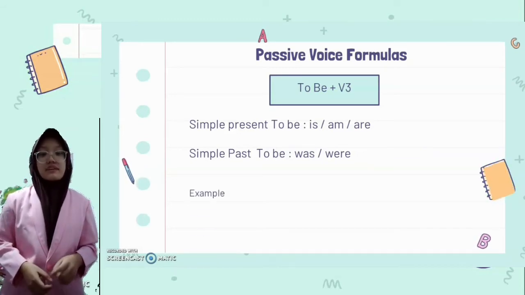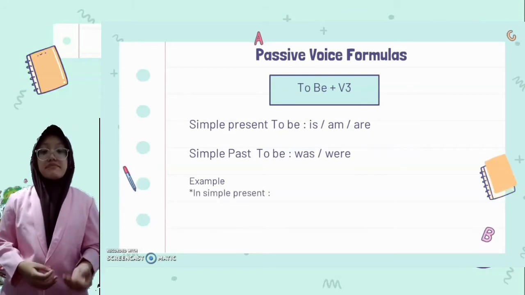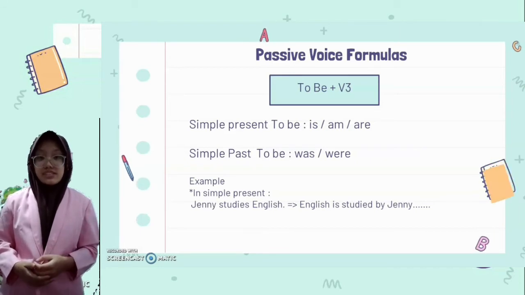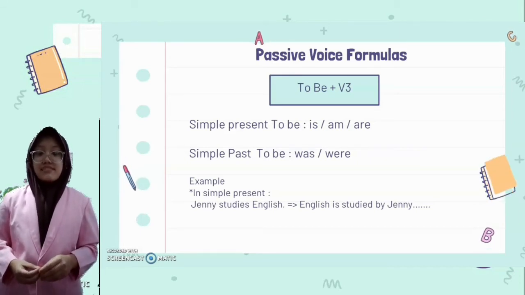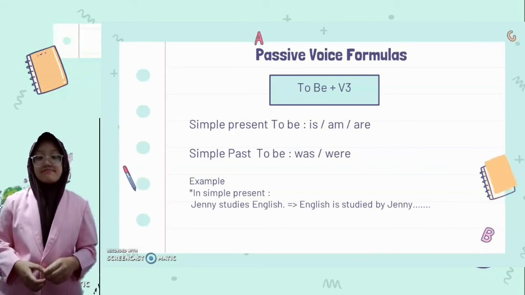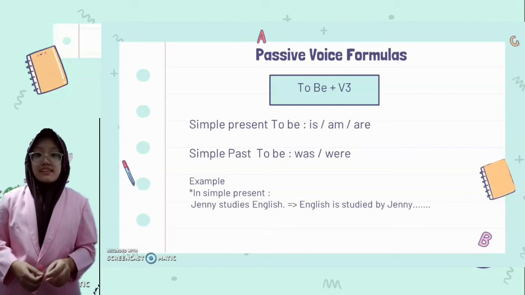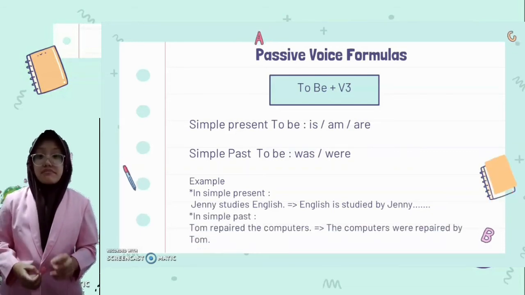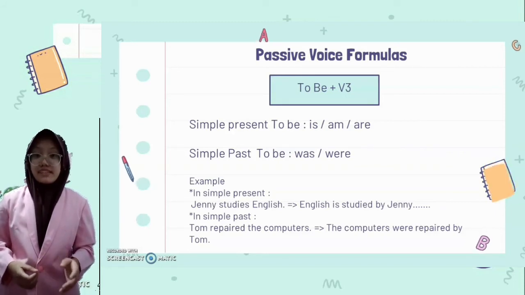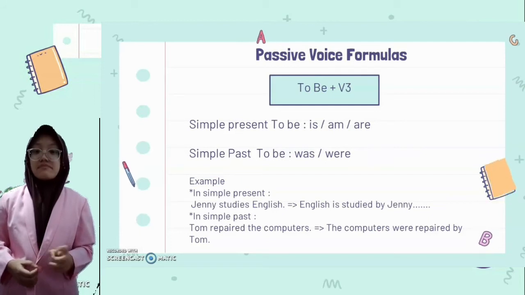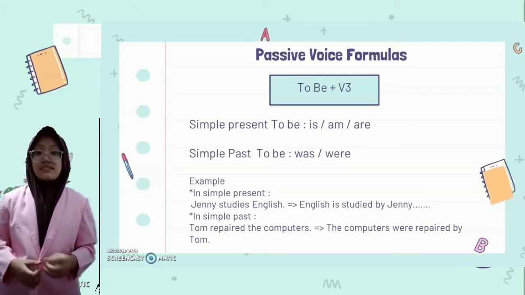Okay, here is the example. In simple present, in active voice, Jenny studies English. While in passive voice, English is studied by Jenny. And then in simple past, Tom repaired the computers in active voice. And in passive voice, the computers were repaired by Tom.